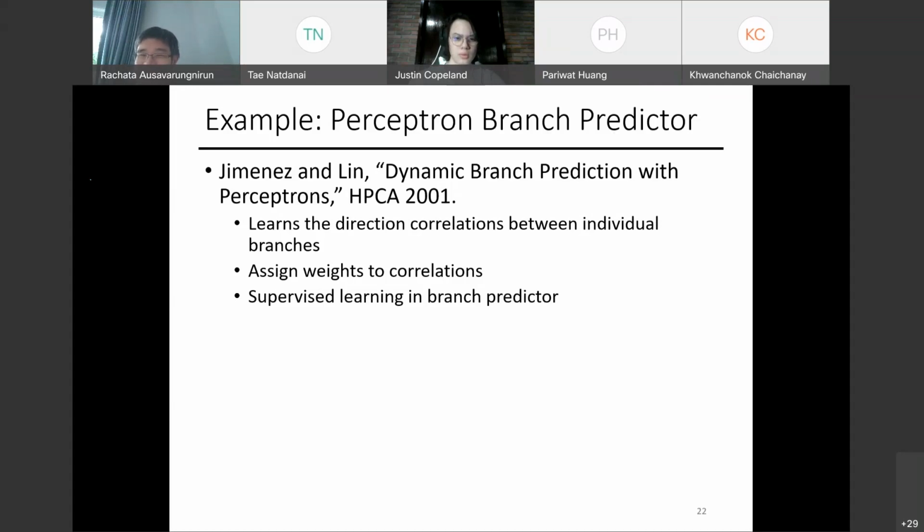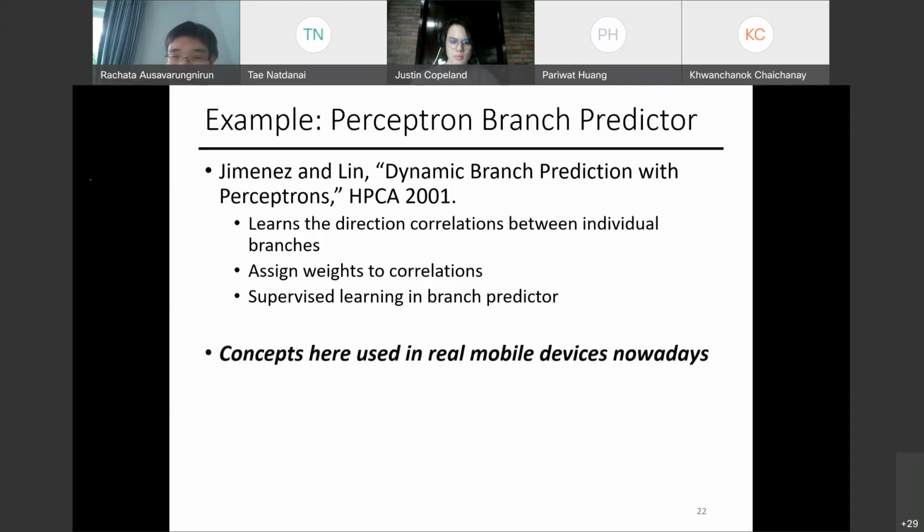Why Perceptron? It's complex to design a hardware that has like a full-blown machine learning model. So you need something simple, but good, right? So the author was like, okay, let's use Perceptron. Assign the weights, establish the correlation, and then you use supervised learning to predict the outcome of the branch. It's actually used in a real mobile device nowadays. I think a version of this is on Samsung mobile phones.